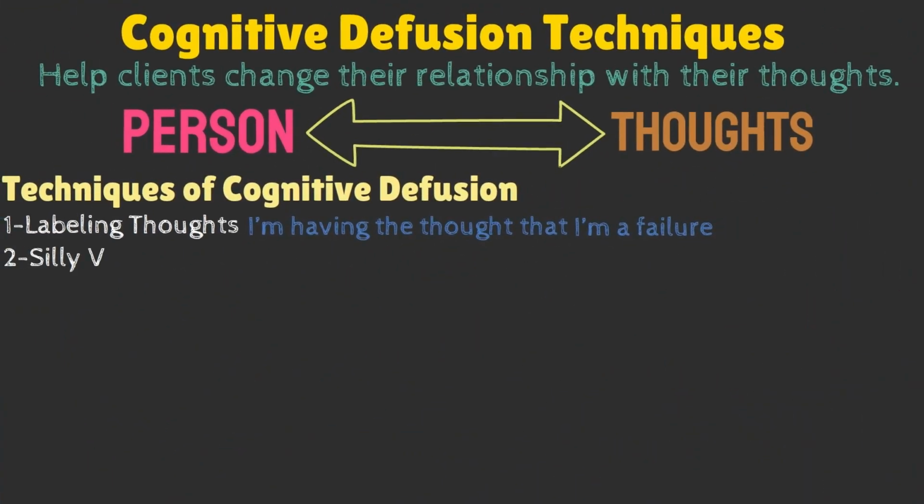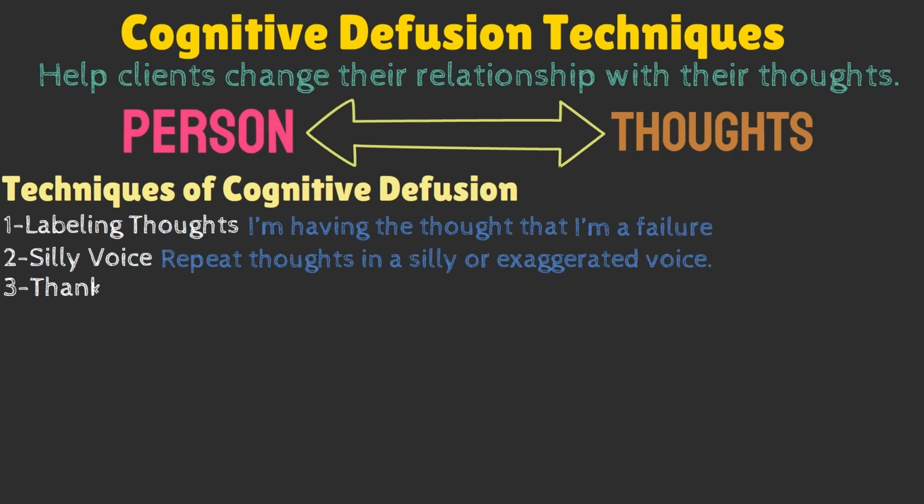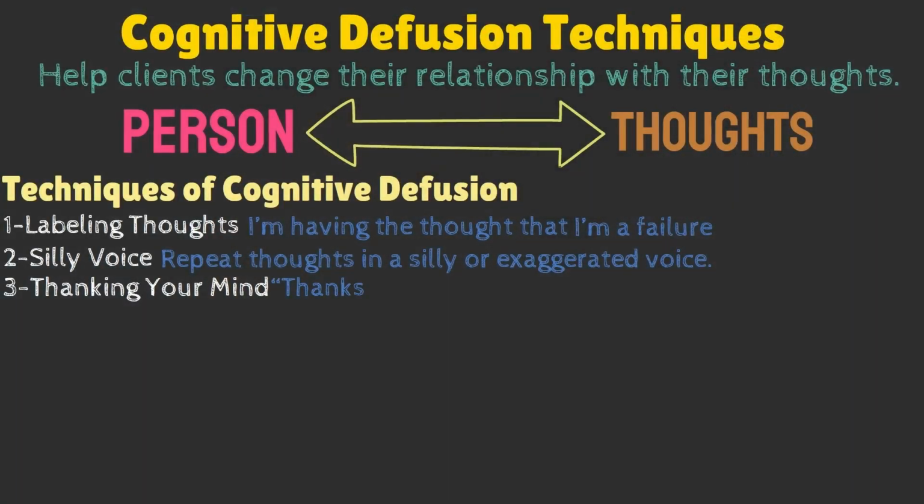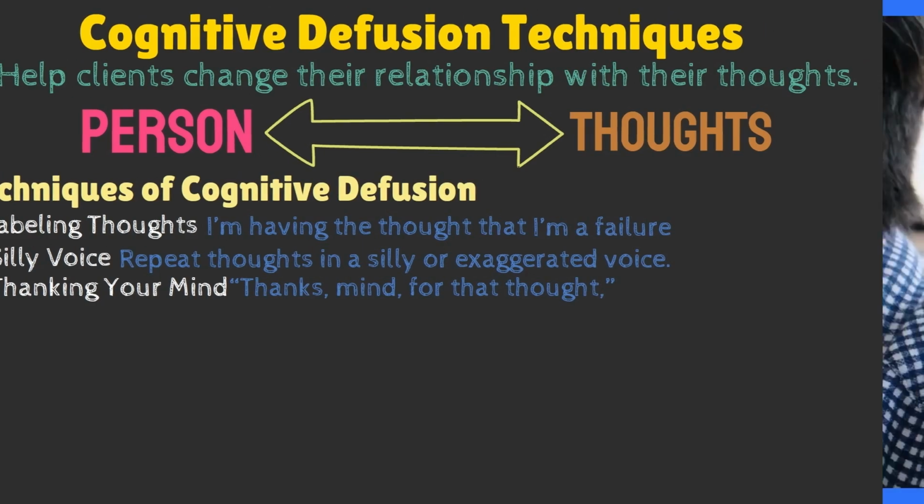Silly voice. Clients are asked to repeat their distressing thoughts in a silly or exaggerated voice. This can make the thought seem less threatening and disrupt the usual pattern of response to it. Thanking your mind. This technique involves acknowledging thoughts and then politely dismissing them. For example, when a negative thought arises, one might respond with, "Thanks, mind, for that thought," and then move on. It's a way of recognizing the mind's attempt to help, but also maintaining control over one's actions.